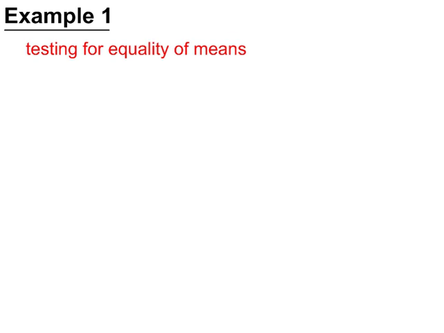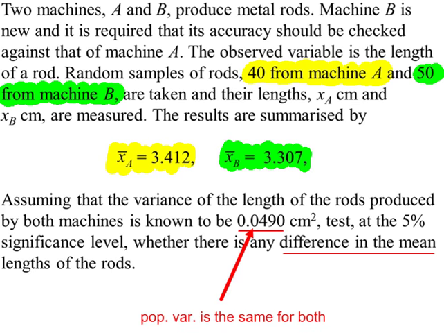Example 1, testing for equality of means. Sample A is of size 40 and has a sample mean 3.412. Sample B is of size 50 and has a sample mean 3.307. Both samples come from populations that have a variance of 0.0490, and we're testing for a difference.